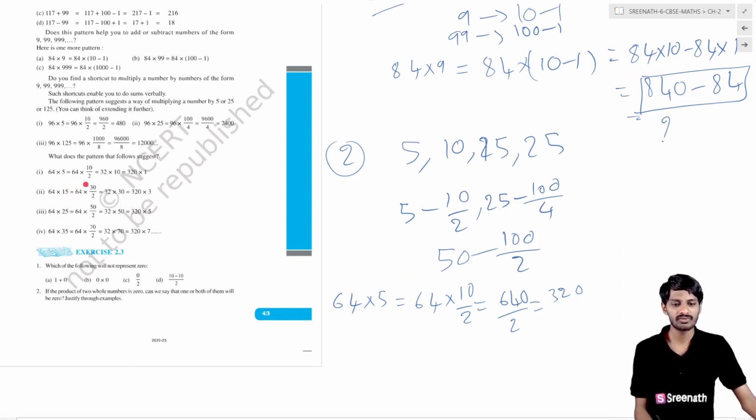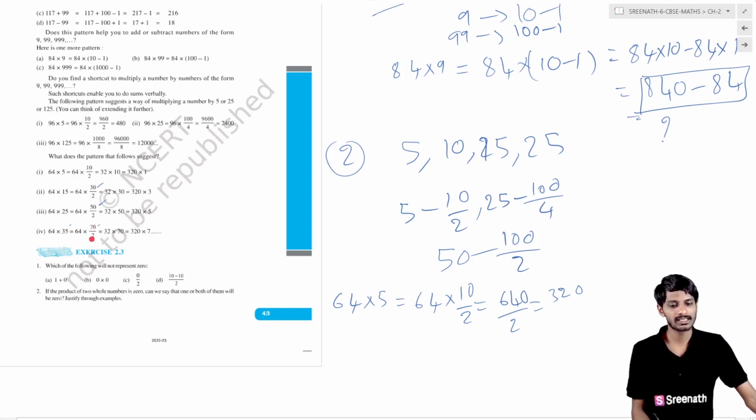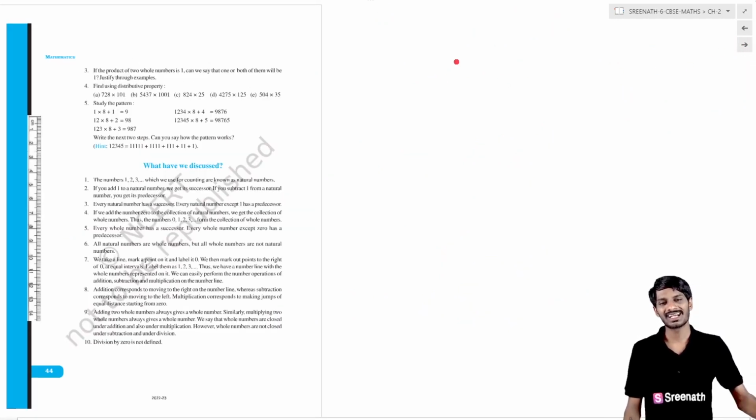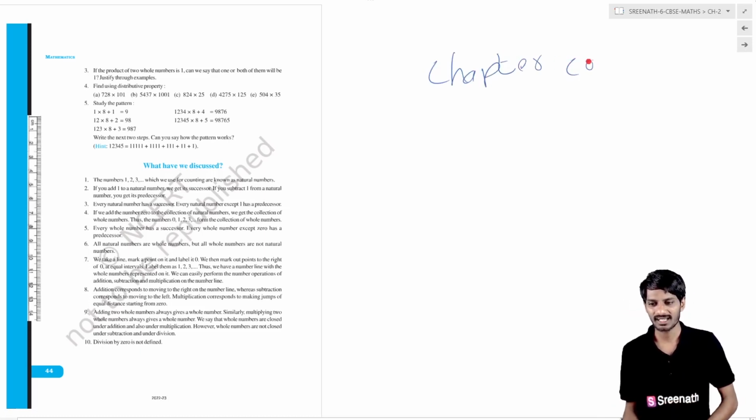So in the case of 15, you can write it as 30 by 2. In the case of 25, you can write it as 50 by 2. In the case of 35, you can write it as 70 by 2. By doing it this way, you can find the answers very easily. This is the simple pattern you are observing. So that's it, students, our chapter is completed.